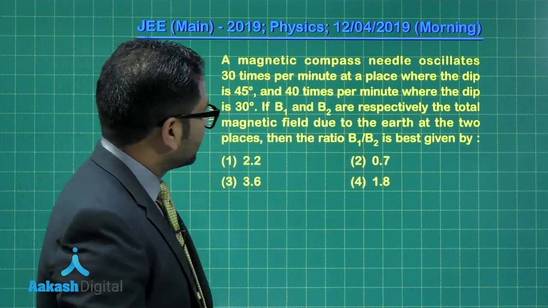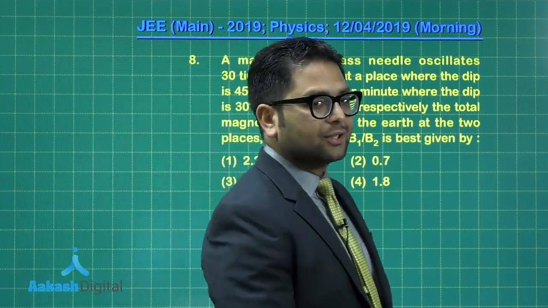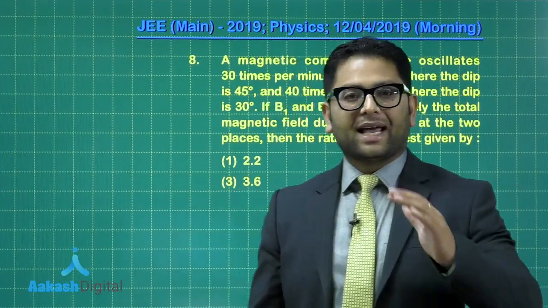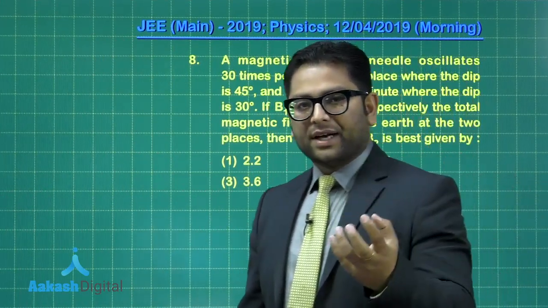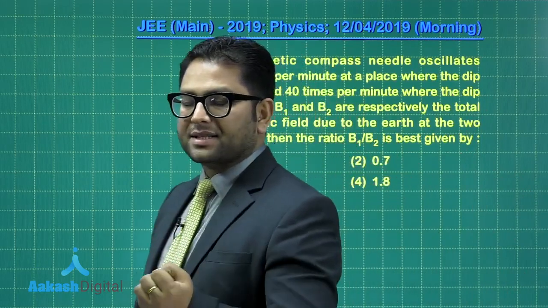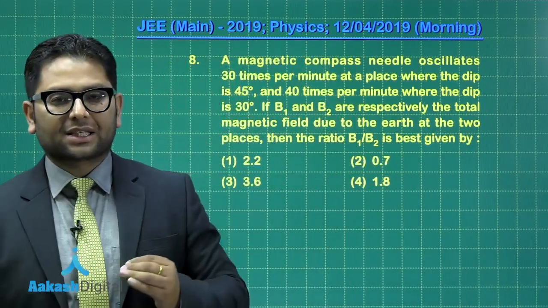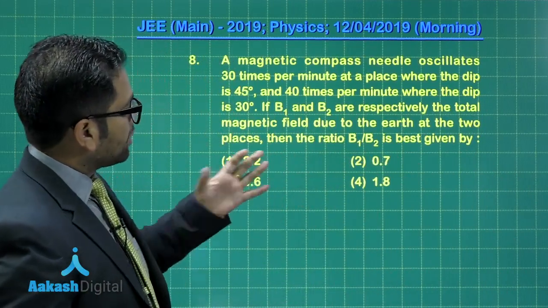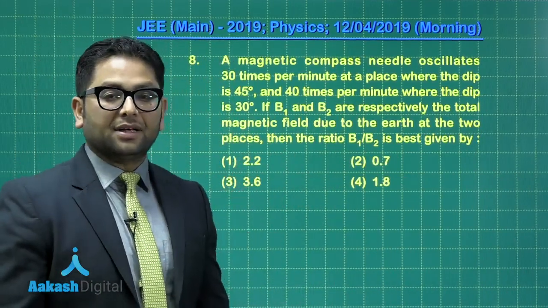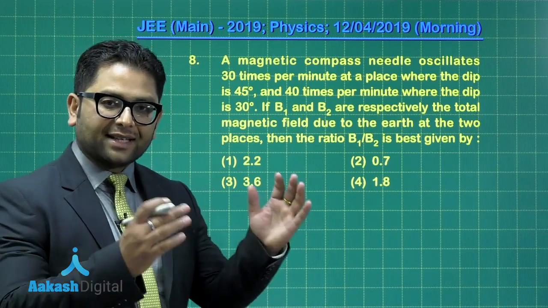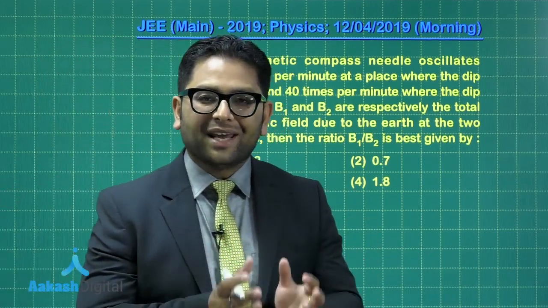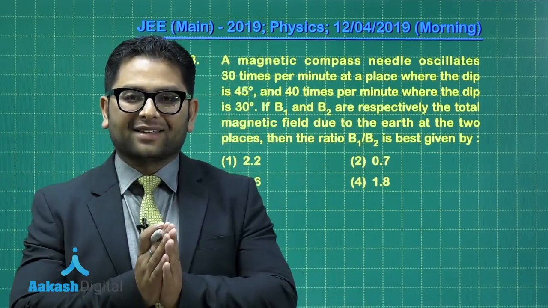Question number 8, again something related to device, instrument and measurement. This is what I have been saying, that whenever anything is related to measurement, you need to focus on it with great attention. And this topic has been brought from geomagnetism, Earth's magnetism. And that is a topic which is exclusively there only in JEE Mains. It's not there in JEE Advanced.